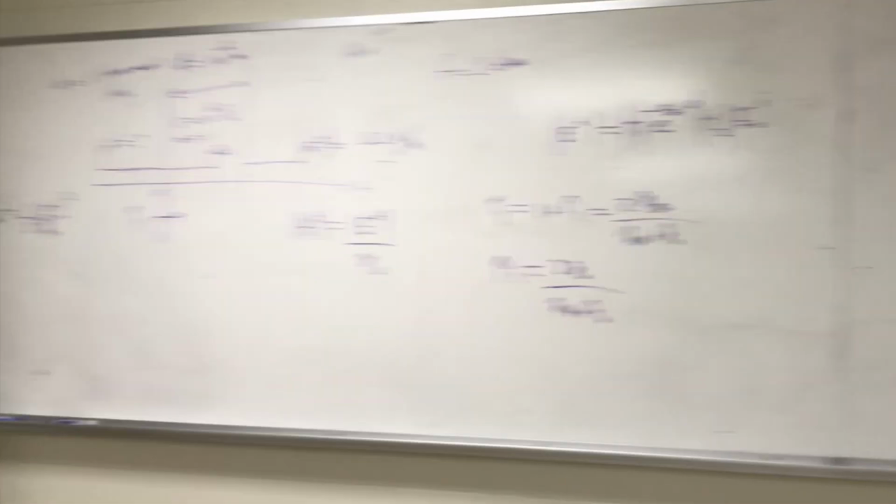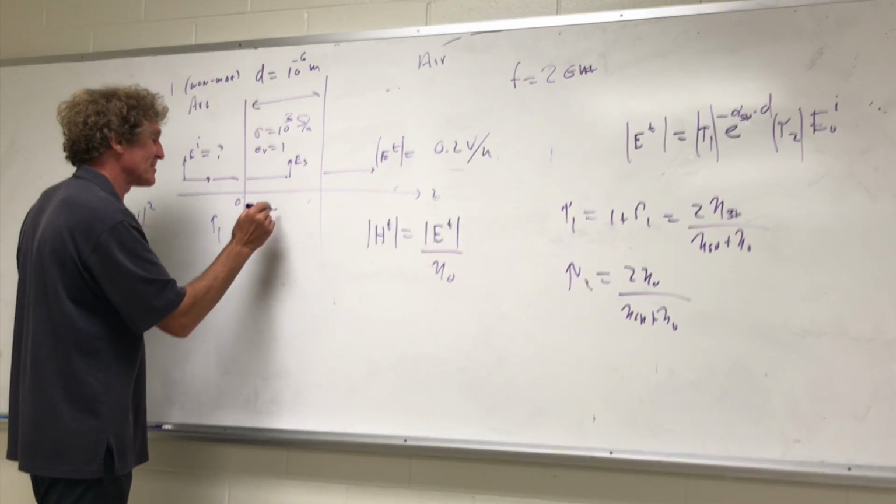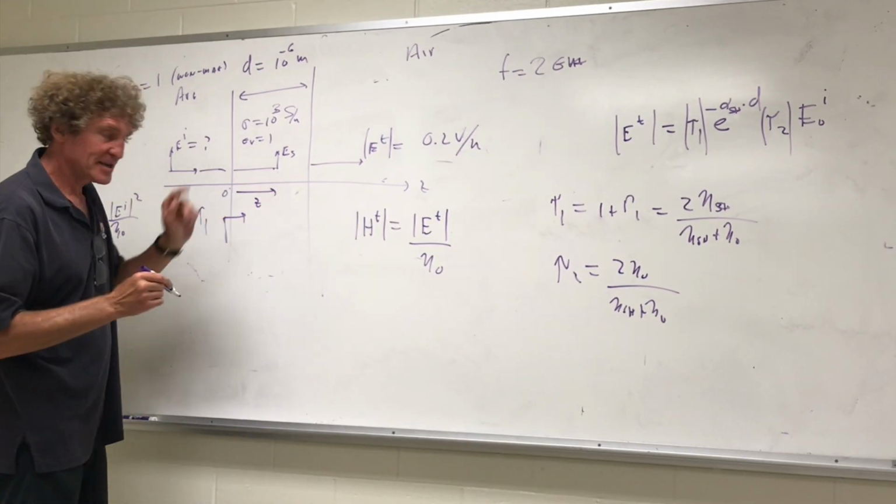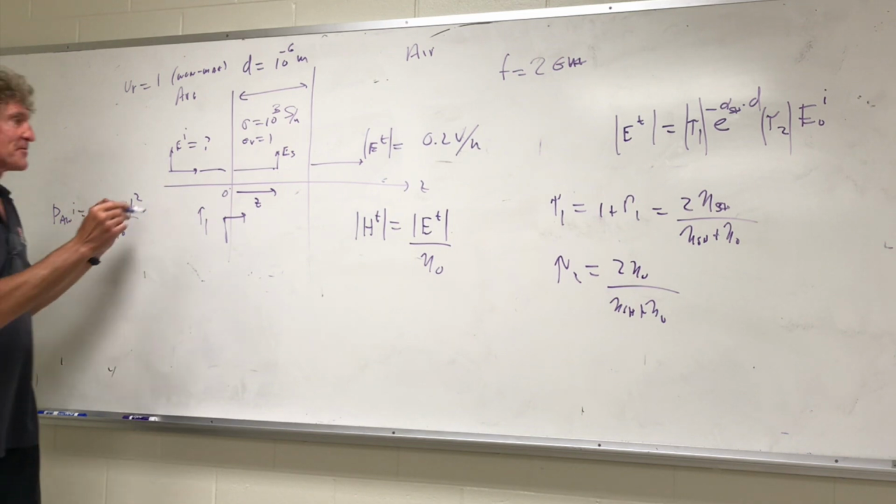Beta is the phase constant. Now I want the electric field at any value of z in here, not just halfway. Do I know the electric field right here?